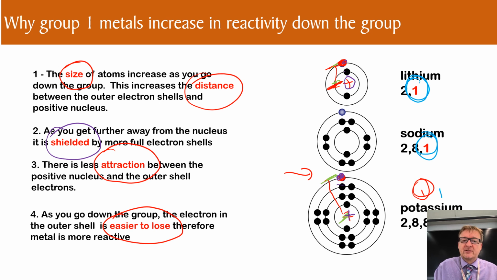So it's shielding. If you're going to answer this question, you'll say that potassium is more reactive than lithium because it is easier to lose an electron. This is because it is bigger, there's a greater distance between the nucleus and the outer electron, which means there's less attraction. And also, there is more shielding in potassium.